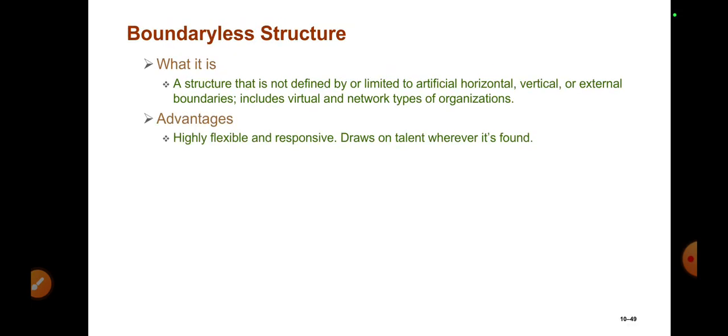The advantage is that it is highly flexible and responsive. How? Because people may work from home, people may work from anywhere, so they are flexible enough to do their own job in their own way. But the problem is that as people are working from different points and locations, there is a bit of a problem to control their activities, and sometimes it creates communication problems also.